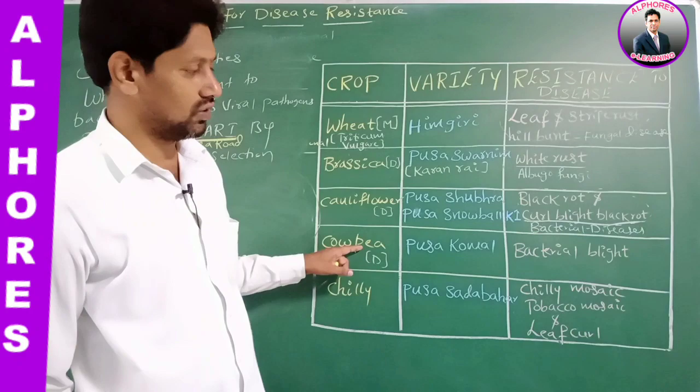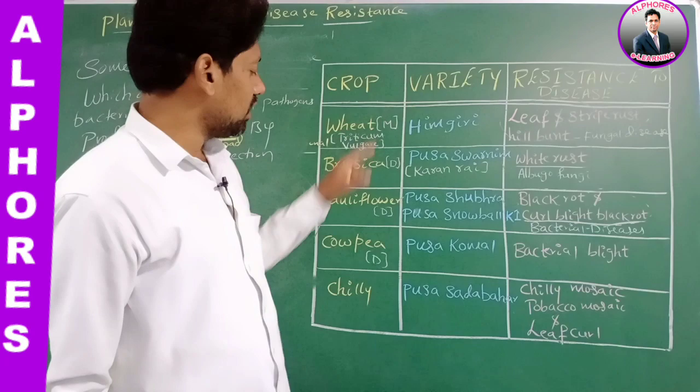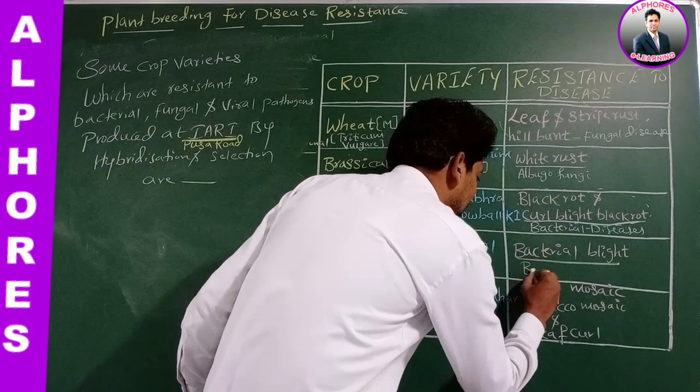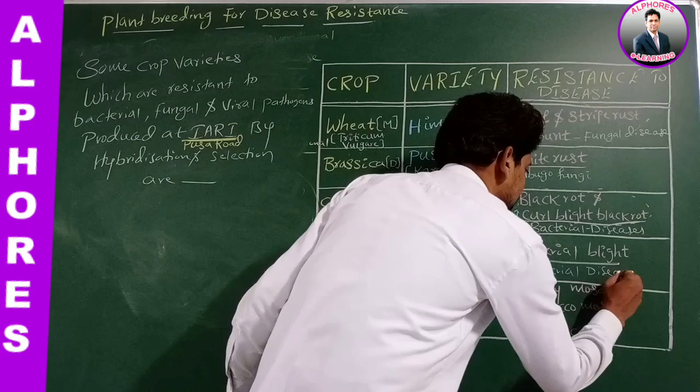Right. Sir, this Pusa Komal, a variety of cowpea, is resistant to which disease, sir? Bacterial blight. Sir, bacterial blight, the name itself indicates, is caused by whom, sir? Bacteria. Therefore, it is a bacterial disease. Now go for the last one.